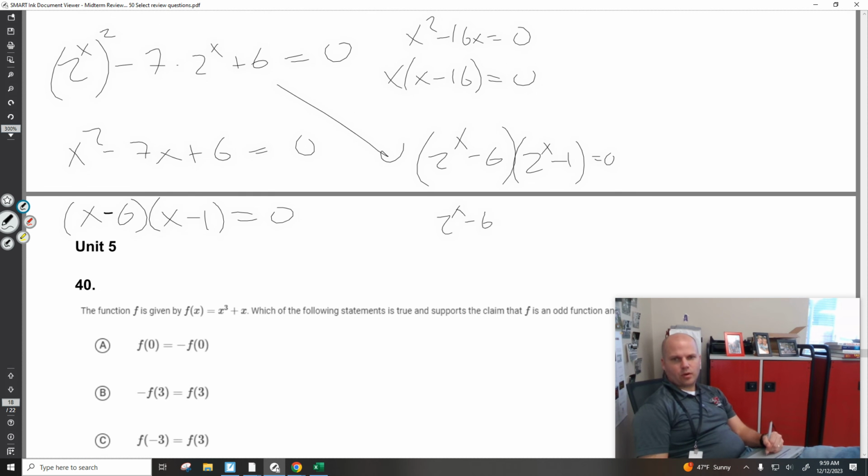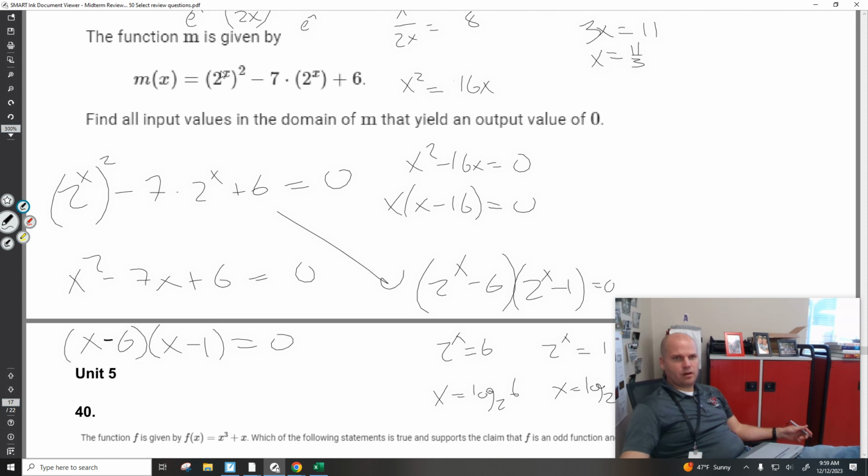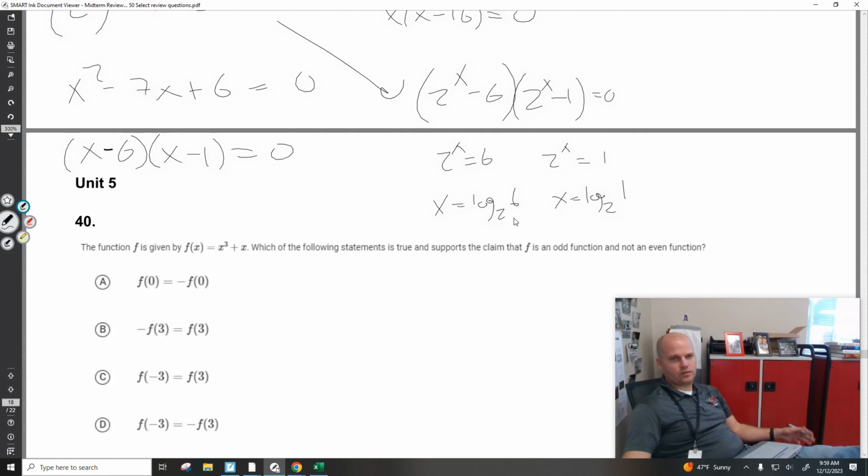Really, the questions are, when does 2 to the x equal 6 and when does 2 to the x equal 1? That's when x is the log base 2 of 6, and that's when x equals the log base 2 of 1. Log base 2 of 1 is 0. So I have two solutions, log base 2 of 6 and 0. I'm allowed to have 0. That's 2 to the 0, 1 minus 7 plus 6 is 0. So 0 and log base 2 of 6. Cool. 10 more questions.